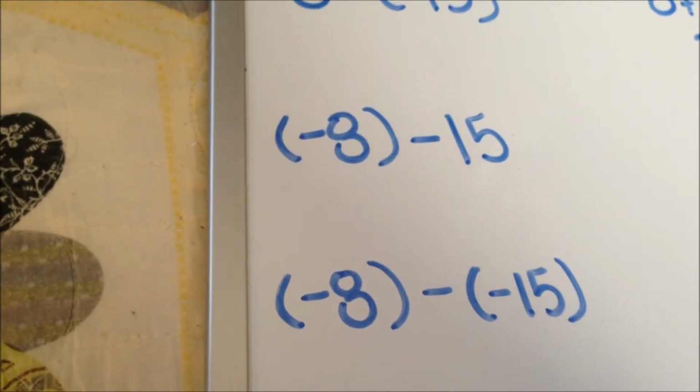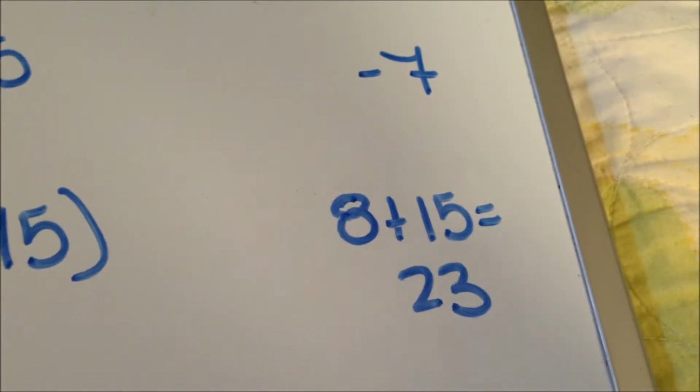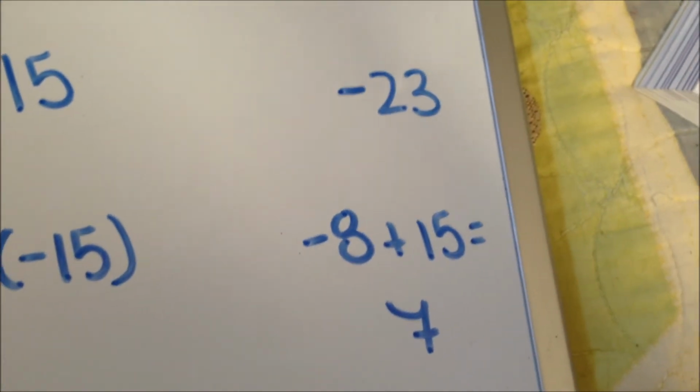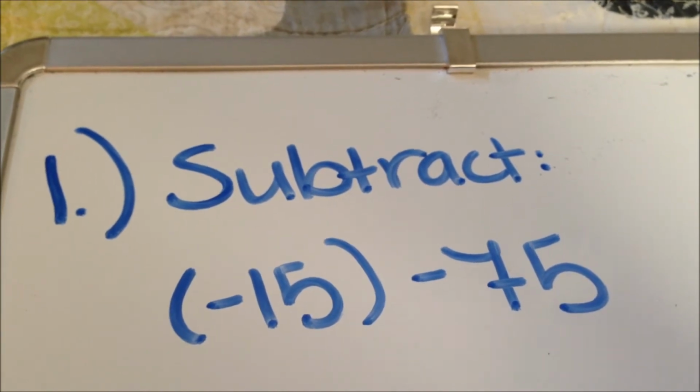You're going to end up with 4 different answers. The answers are -7, 23, -23, and +7. Number 1, subtract -15 minus 75.